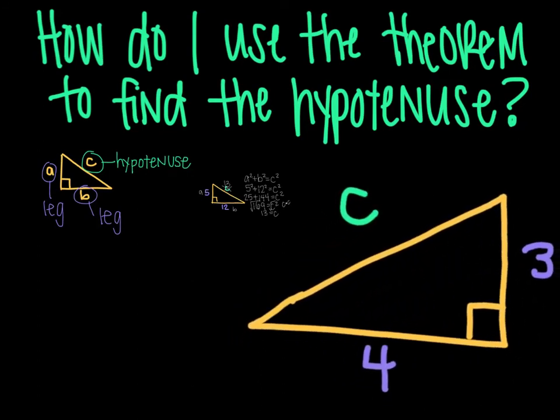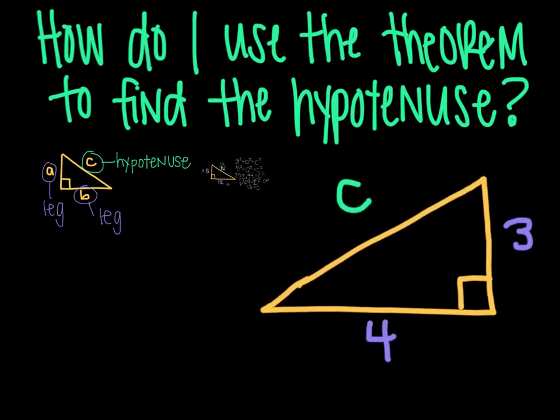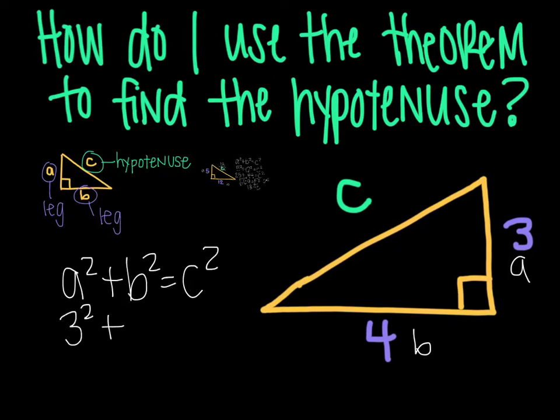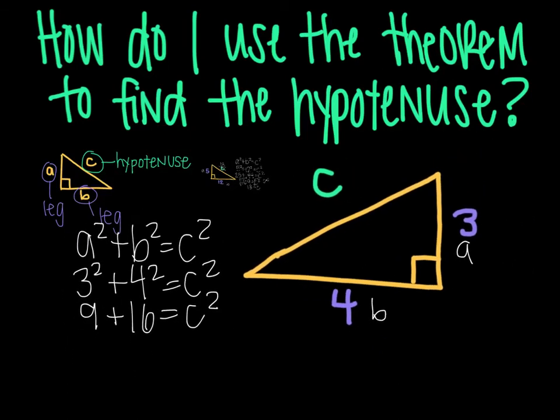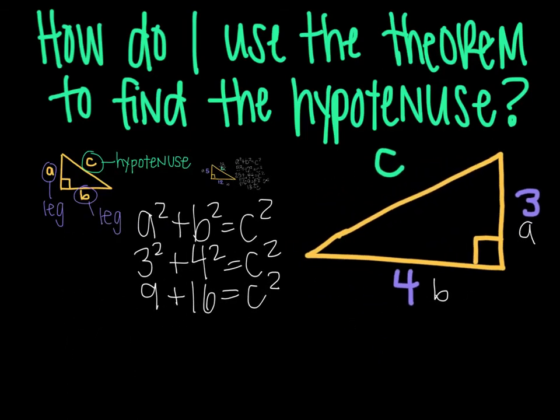Give you one more example here. Here's another triangle. So a and b terms don't really matter, but the c term does. So a squared plus b squared equals c squared. a is 3, b is 4 equals c squared. So 9 plus 16 equals c squared. 9 plus 16 is 25. So 25 equals c squared.